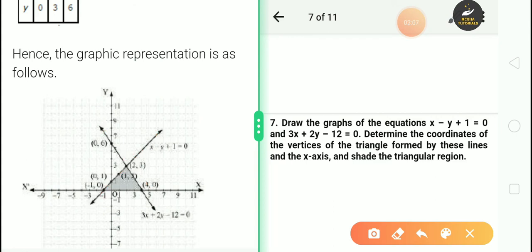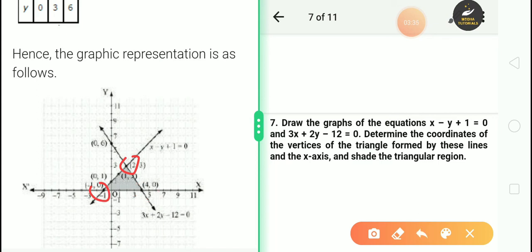Okay, now what do we want? So please read the question again. Determine the coordinates of the vertices of the triangle formed by these lines and the x-axis. So the triangle formed by these lines and the x-axis. So you can find the shaded part. So this is the triangle. Okay, this is the first coordinate, this is the second coordinate and this is the third coordinate.